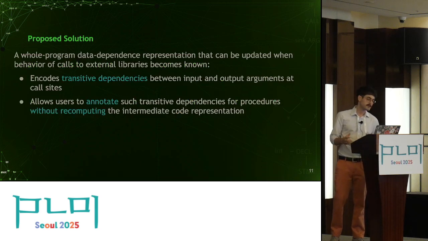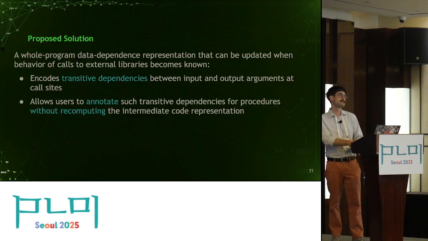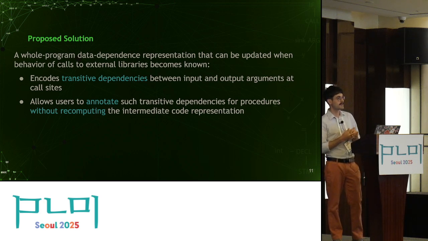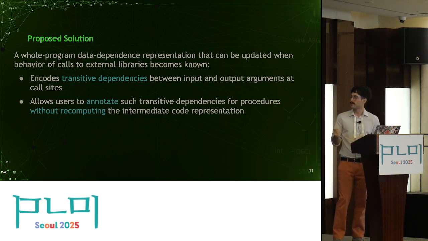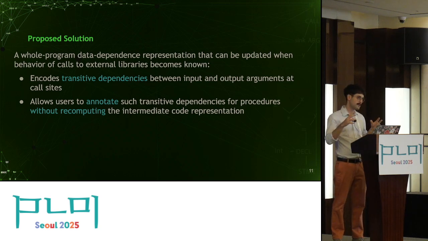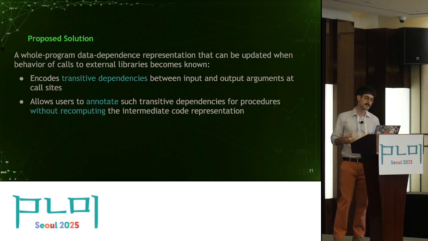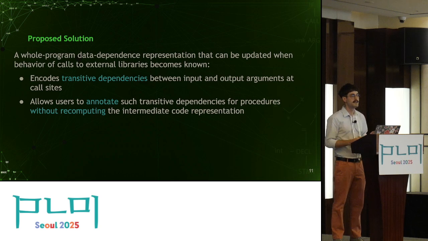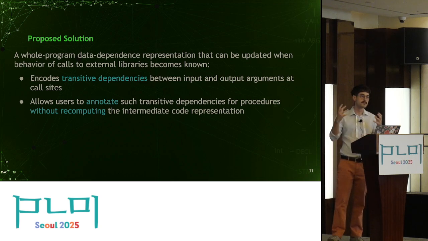So the proposed solution is a whole program dependence representation that can be updated when the behavior of calls to external libraries becomes known. These transitive dependencies between the input and output arguments at the call sites are encoded with the system dependence graph approach, and we allow users to annotate what actually happens at these call sites without recomputing the whole graph representation.